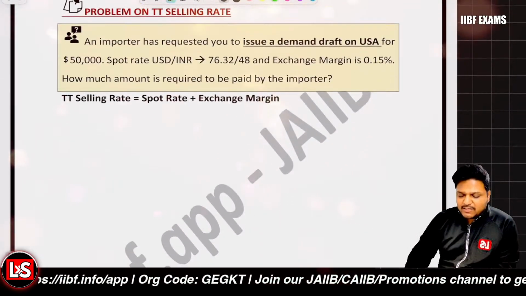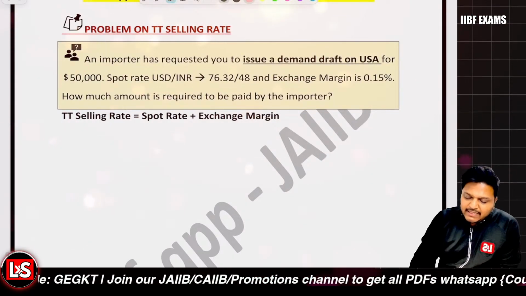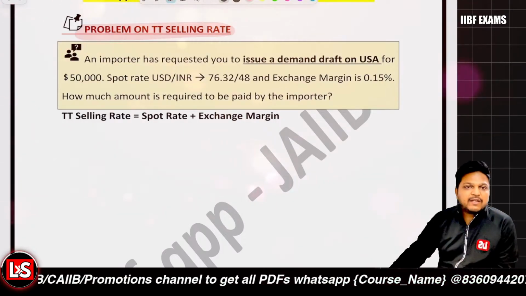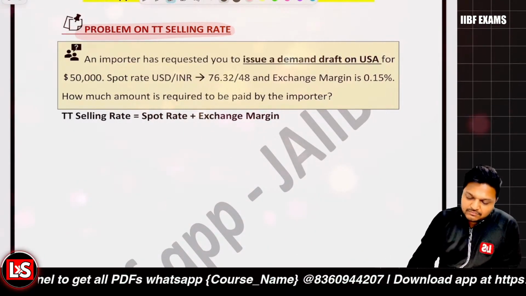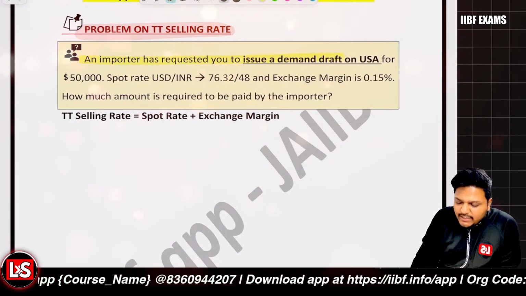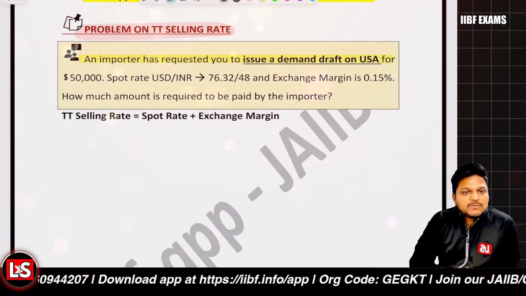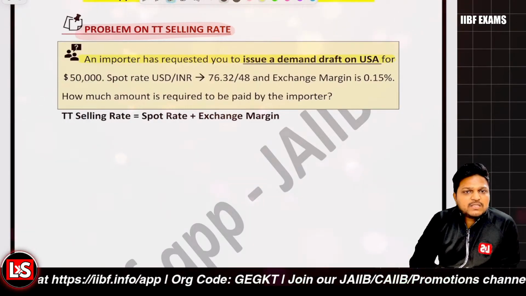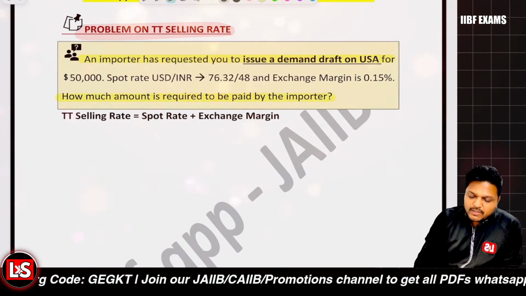Now let's move toward the next question. It's on the TT selling rate. The problem is based on the TT selling rate. Now what rate would be applicable? Let's have a look at it. So the question says an importer has requested you to issue a demand draft on USA for 50,000 USDs. Spot rate is given, exchange margin is given. How much amount is required to be paid by the importer?